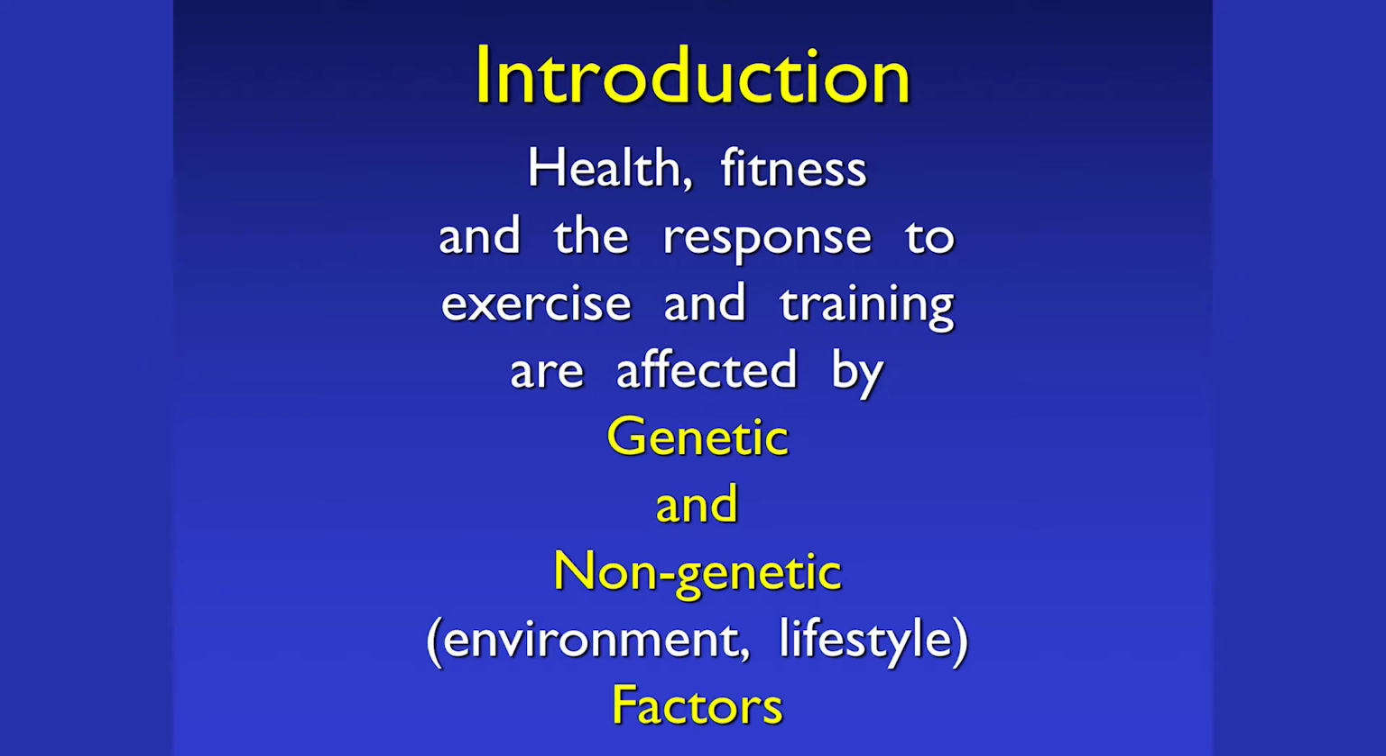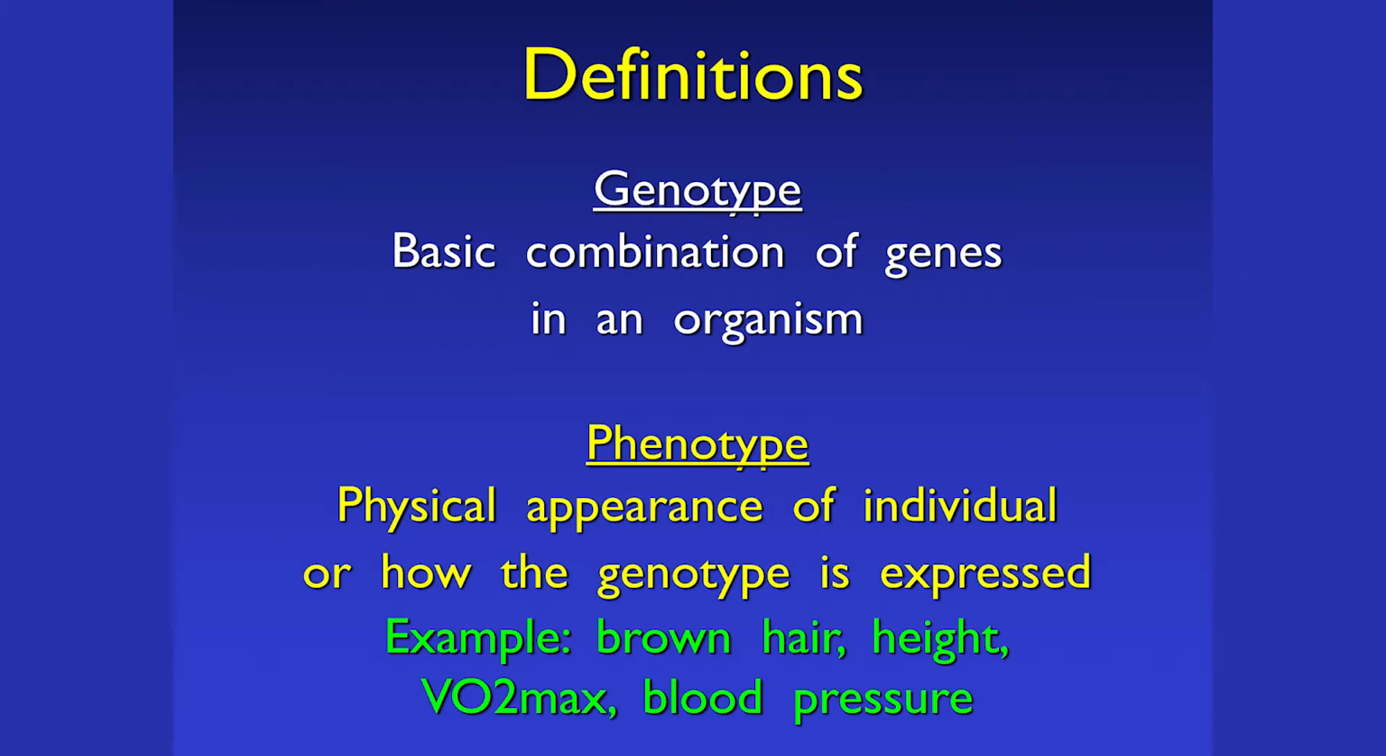We have genetic and non-genetic factors. So the genetic factors is your background, and the environment is the lifestyle factors. So the genotype, just a couple of definitions. The genotype is your genetic background. What is the gene structure in your body? The phenotype is how that's expressed.